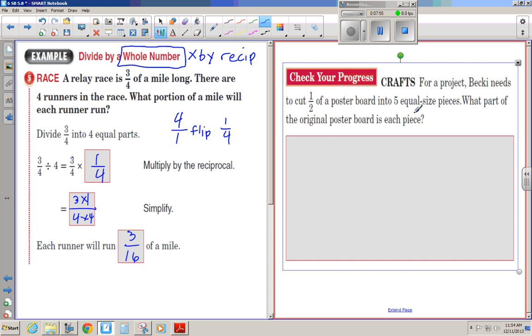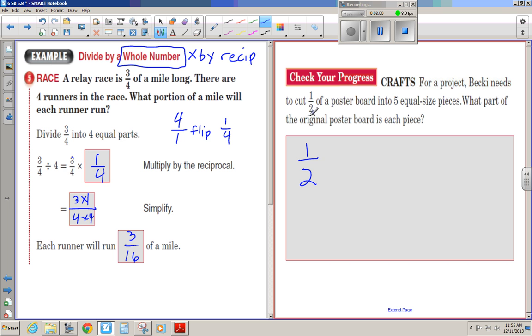Take a look at this. You should pause the video and see if you can do the same thing. Becky needs to cut half of the poster board into 5 equal sizes. So half times 5 equal sizes equals. Pause the video and try to work this out on your own. If you're not sure, keep watching and I'll try here for you. So half of 5. Oh, not half times 5. I'm sorry, you're dividing. Oops. So if you tried multiplying, you're going to need to pause the video a second time and try it with division.